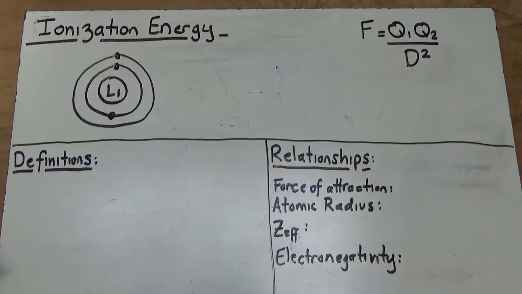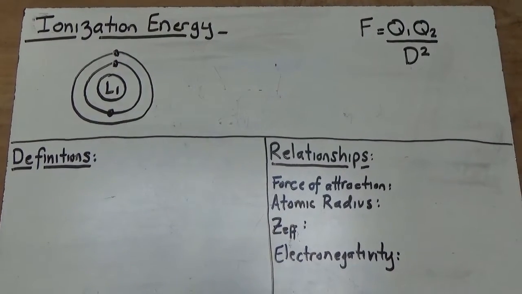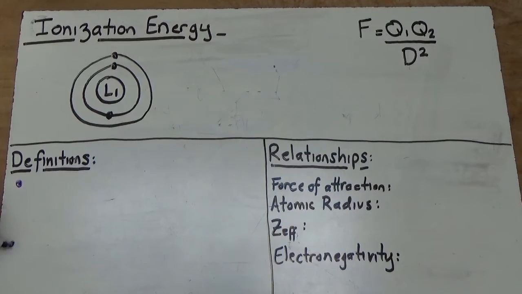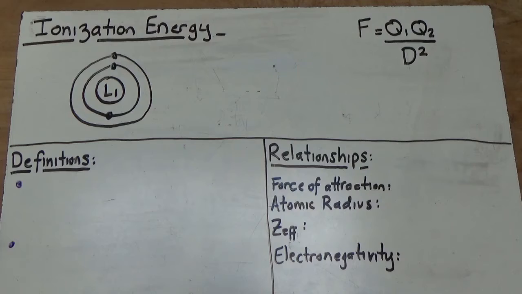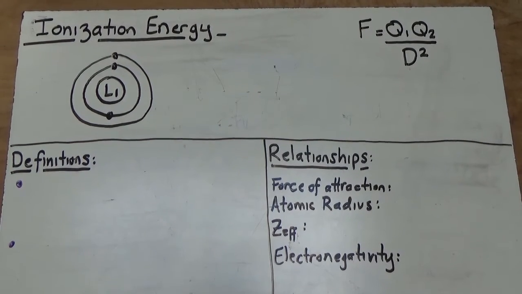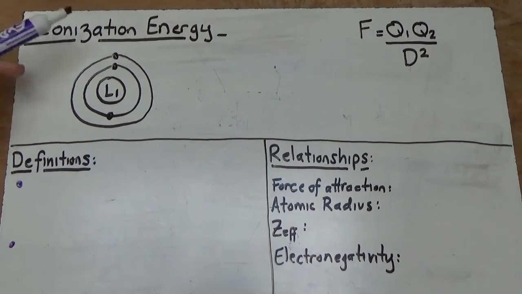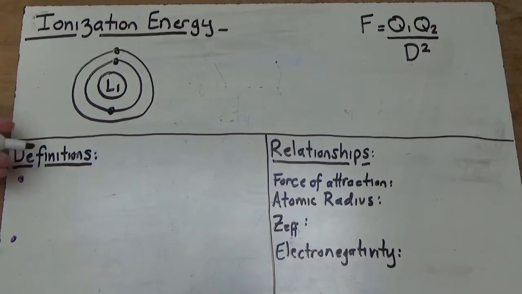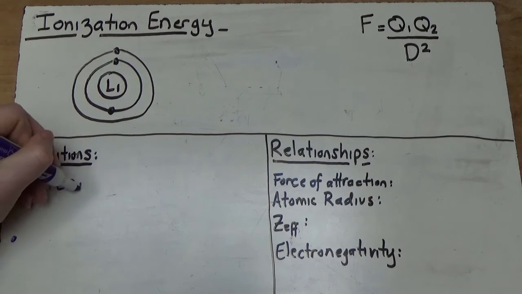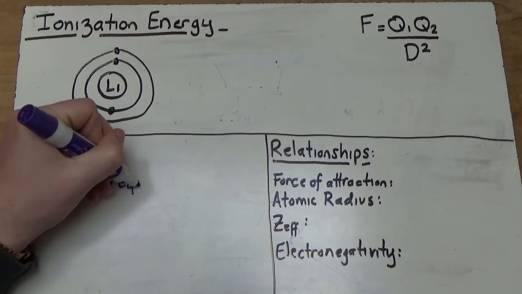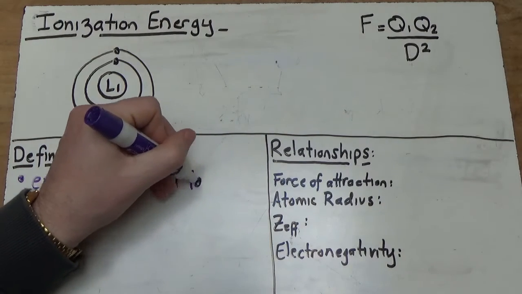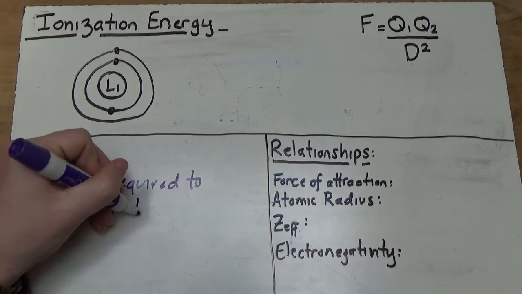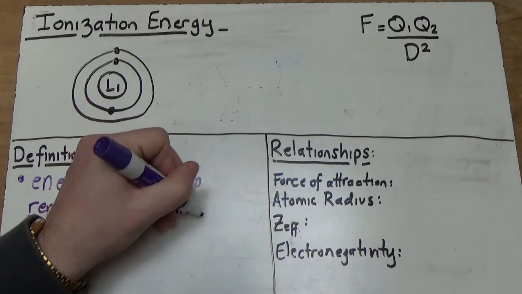First thing we need to do is define what ionization energy is. There are actually two definitions that are equally valid. They just approach the problem from a different angle. Ionization energy, as you might be able to see by breaking down the word, is the energy related to making an ion. So it's the energy required to remove an electron from an atom.